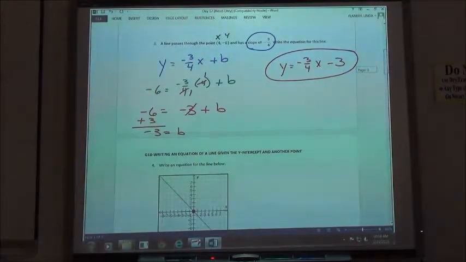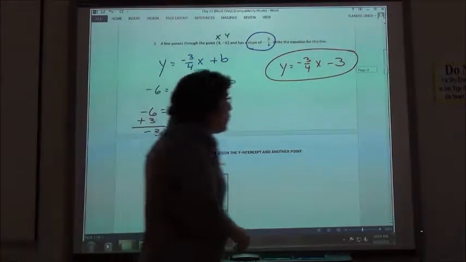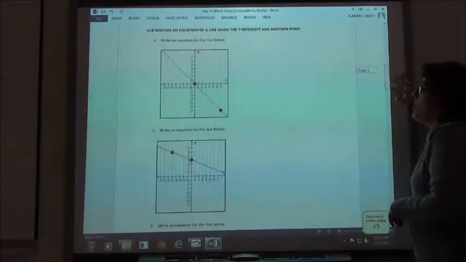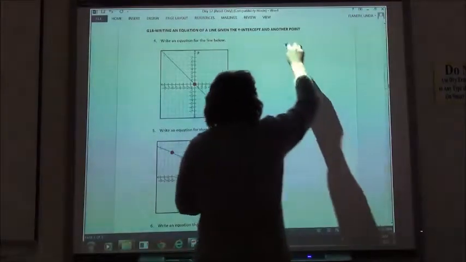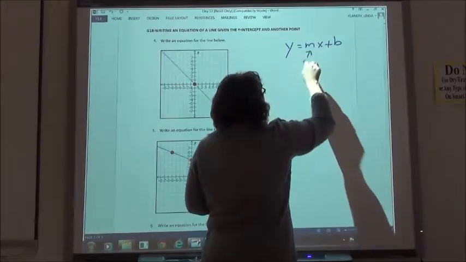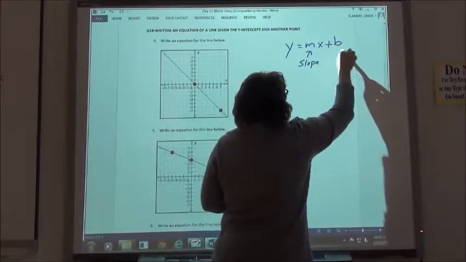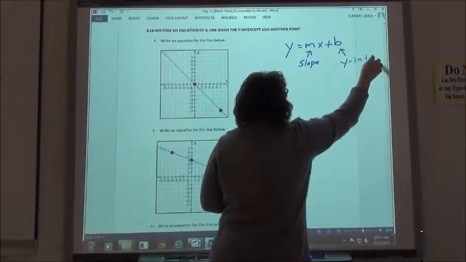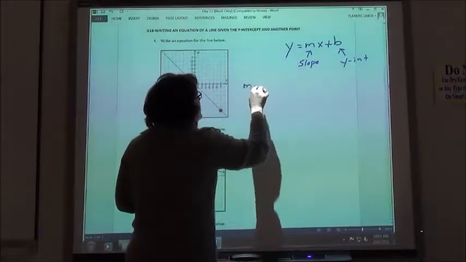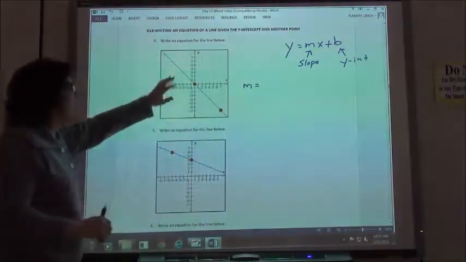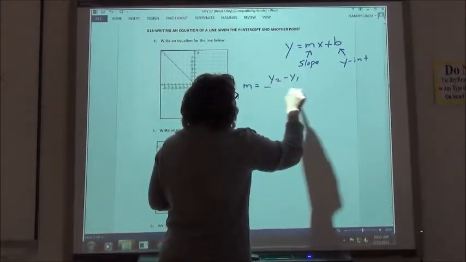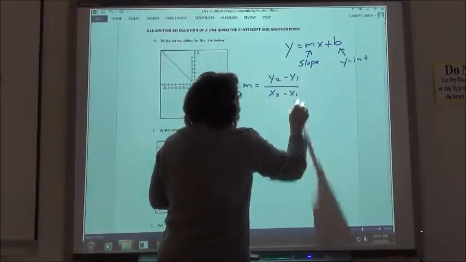Now taking that same concept, now moving it down to when I have a graph and how I can write the equation of my line. So again, we want to write the equation of the line. We know that we want it in the form of y equals mx plus b, with the m being the slope and the b being the y-intercept. So first of all, I'm going to find my slope. To find my slope, remember that it's the change in y over the change in x. The formula said y2 minus y1 over x2 minus x1.